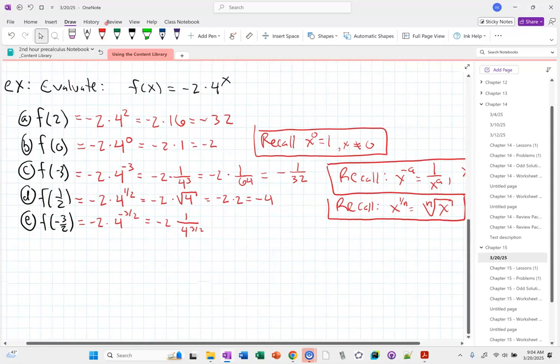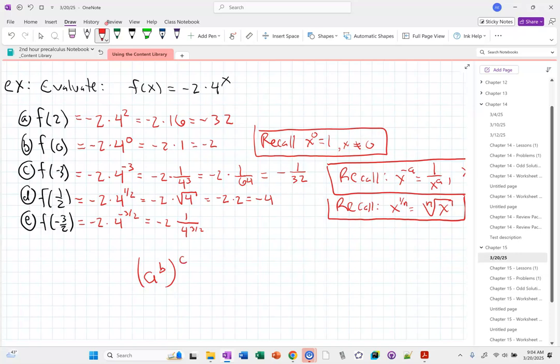And now I know that one of my properties of exponents was this, right? If I have an exponent of an exponent, that turns into the product of the two exponents. So that's what I'm going to think about with the 4 to the 3/2. I'm going to think about it as 4 to the 3rd to the 1/2, or I could think about it as 4 to the 1/2 to the 3rd.